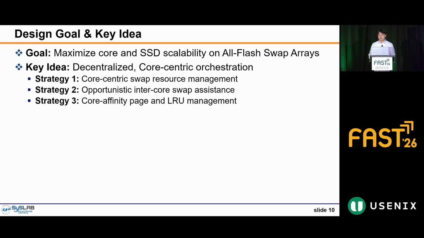So our goal is to make swap scale well with more cores and more SSDs, especially for all-flash swap arrays. And to do that, our key idea is to avoid a centralized design. Instead, we use a decentralized, core-centric design. We use 3 strategies. First, core-centric swap resource management. Second, opportunistic inter-core swap assistance using delegation. Third, core-affinity page and LRU management.